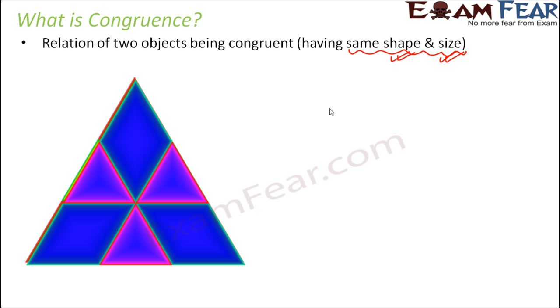So basically two objects which are lying in different orientations can also be congruent if they have the same shape and the same size. So whenever we talk about congruence, we are just bothered about two factors, shape and size. So if shape and size are same, then two objects are congruent.